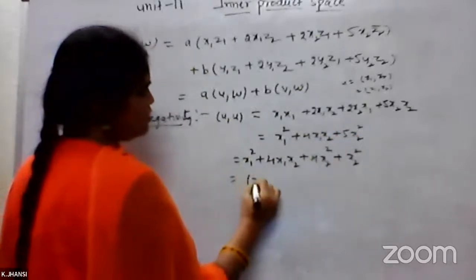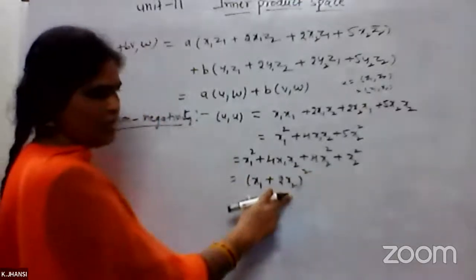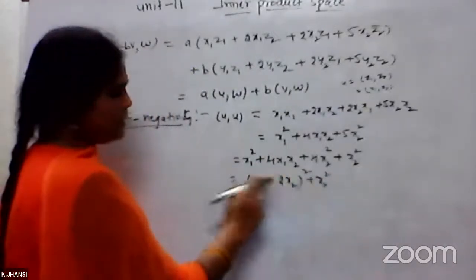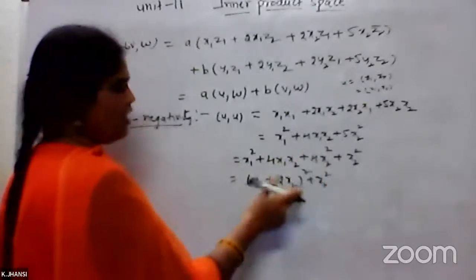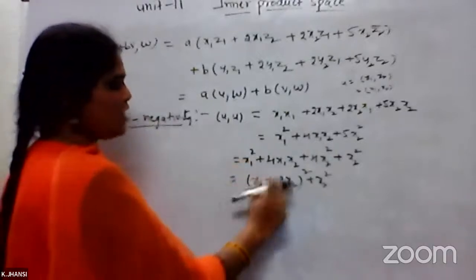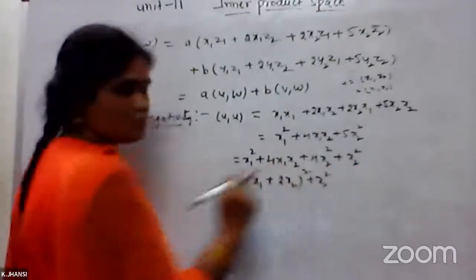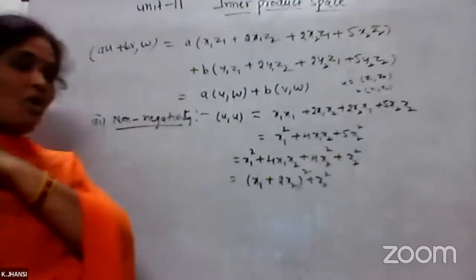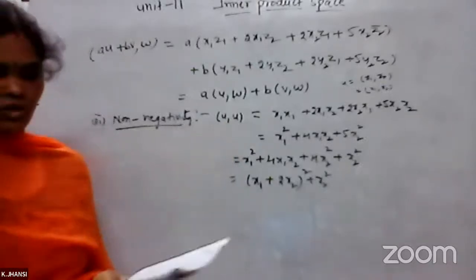So it is equal to x1 plus 2 x2 whole square, we are using the a plus b whole square formula, plus x2 square. If you split this, x1 square plus 4 x2 square, and 2ab, that is 4 x1 x2. So this is the expansion of a plus b whole square plus x2 square. So whenever u comma u, whatever value you get, that should be greater than or equal to 0, and also u comma u is equal to 0 only then.